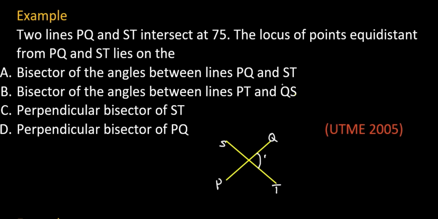The lines PQ and ST intersect and make an angle of 75 degrees. So we have to bisect the angle of 75 degrees into two. So we have the bisector of the angle between lines PQ and ST. So definitely the answer should be option A.